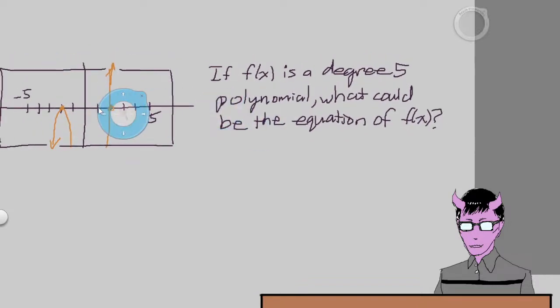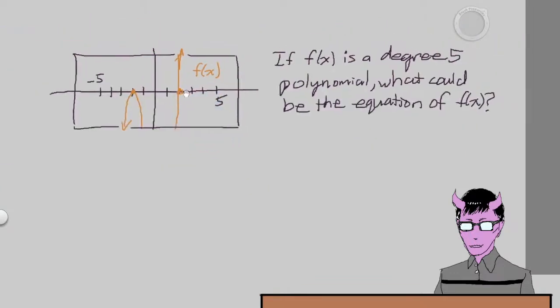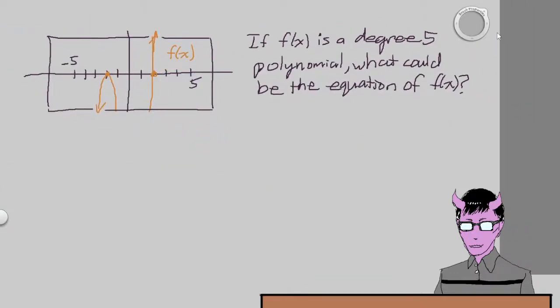Alright. Look at this graph right here. The orange graph is going to be f of x right there. So there it is. There's the question. There's the graph to the left, and then there's the question right here.